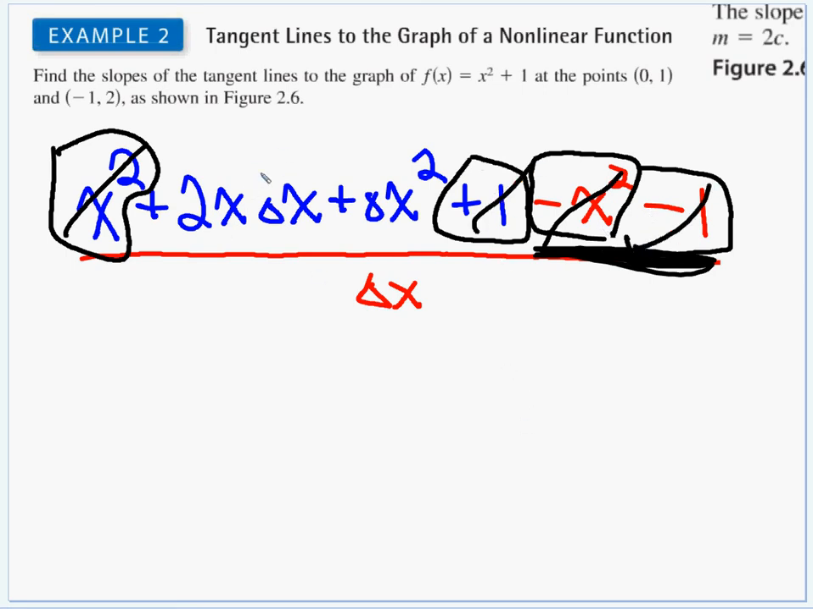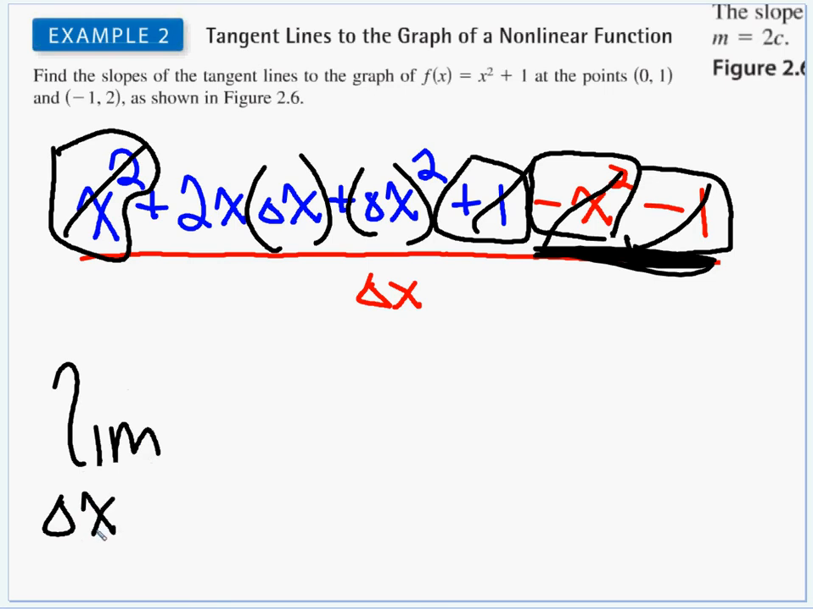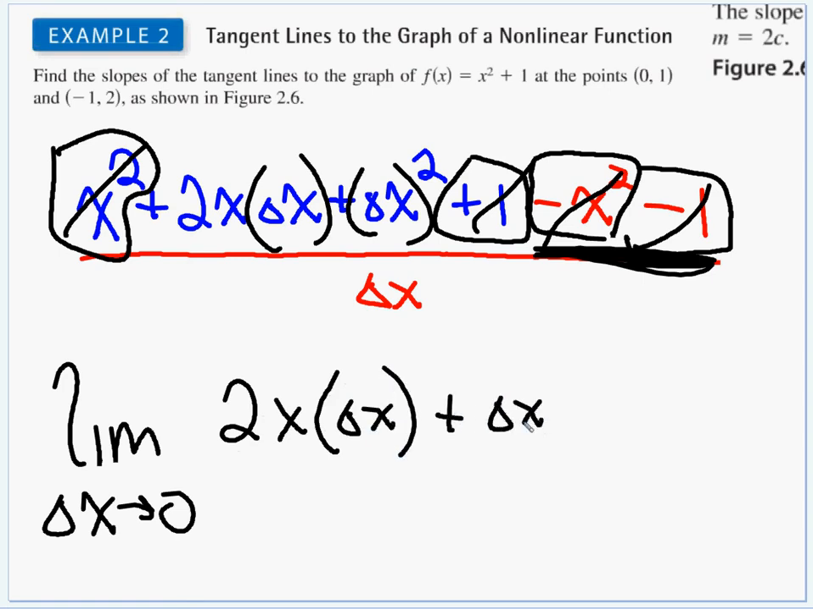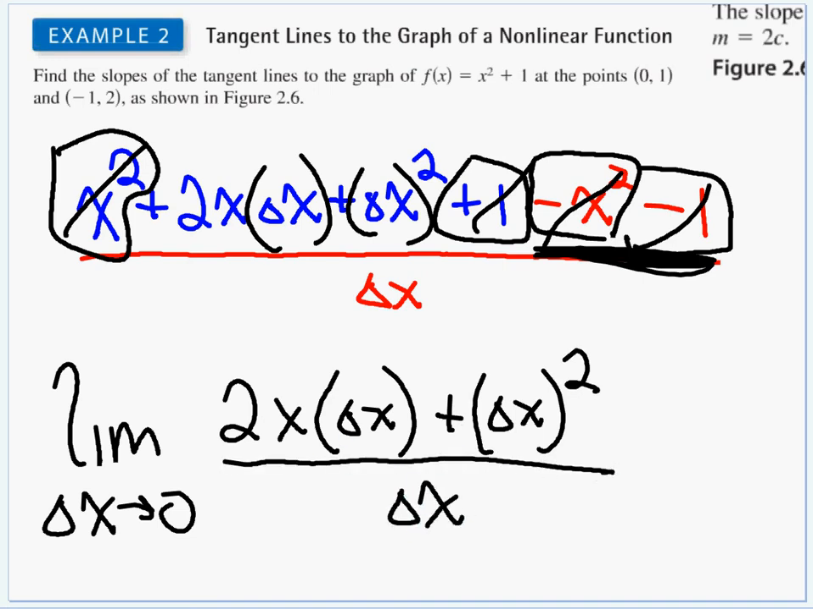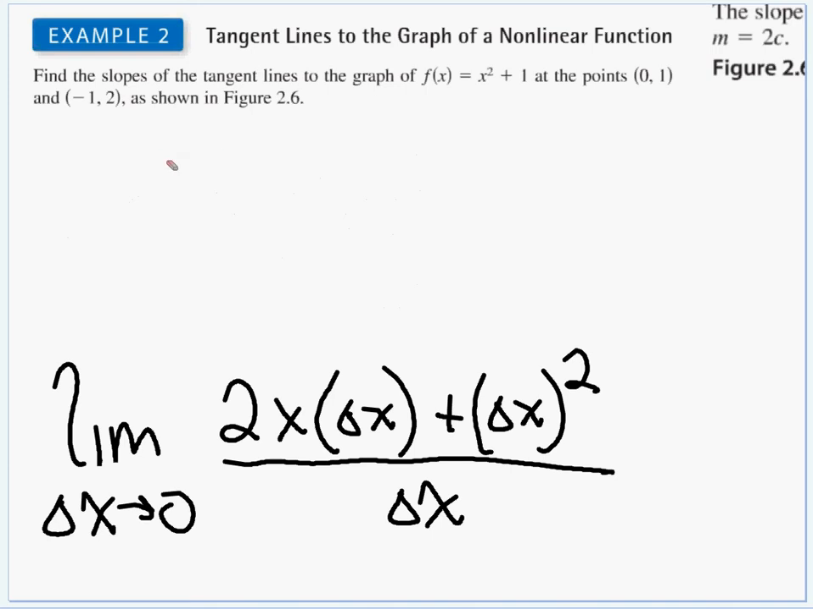All right, and now notice what we have left. Let me rewrite it here so it's a little easier to see. Every term we have left has a delta x in it. In the numerator, there's a 2x times delta x, and then there's a plus delta x squared, and our denominator is delta x. If we try direct sub right now, we still will get 0 divided by 0. But we can cancel a delta x.